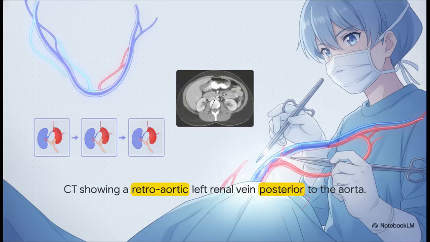Let's look at a real-world manifestation of this highly complex development. The scan we are looking at reveals a retroaortic left renal vein running posterior to the aorta. Remember how the left renal vein forms from an embryonic venous collar that normally loses its posterior component? Well, if the anterior component happens to regress instead, you're left with this exact situation. This is a perfect example of where knowing your embryology directly dictates your surgical success.